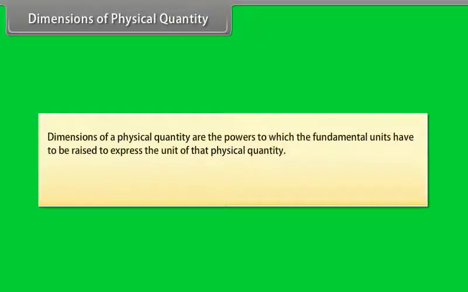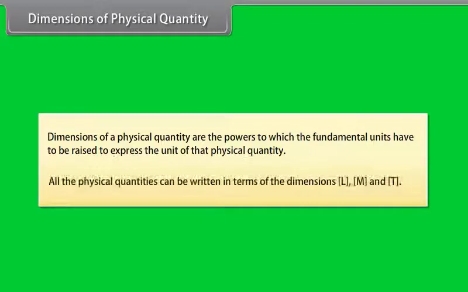Dimensions of physical quantity. Dimensions of a physical quantity are the powers to which the fundamental units have to be raised to express the unit of that physical quantity. All the physical quantities can be written in terms of dimensions L, M and T.